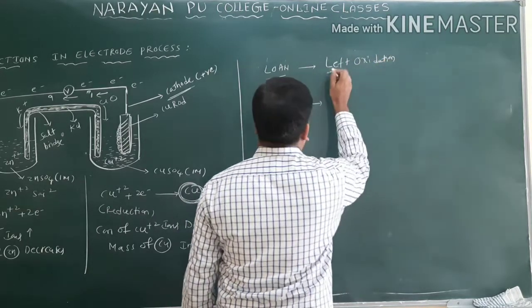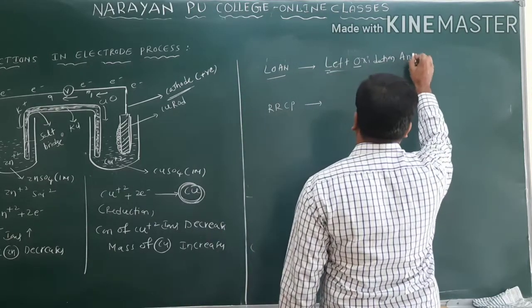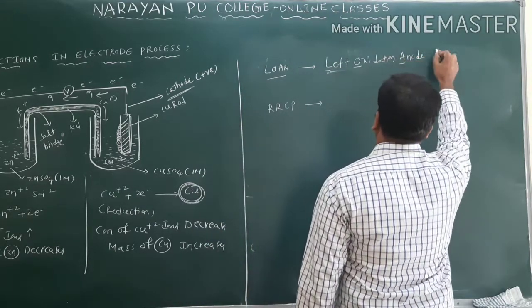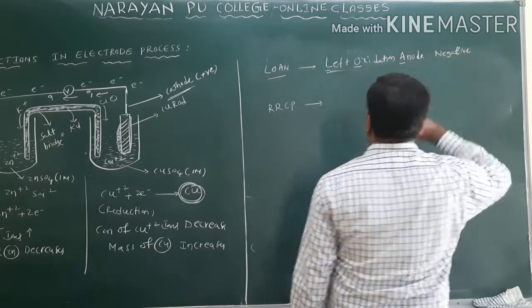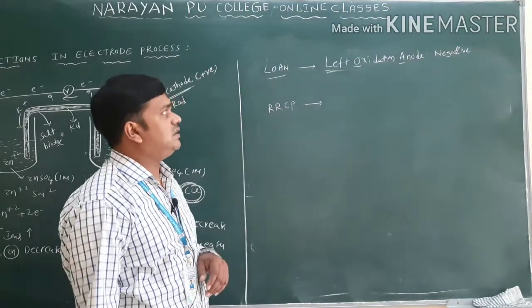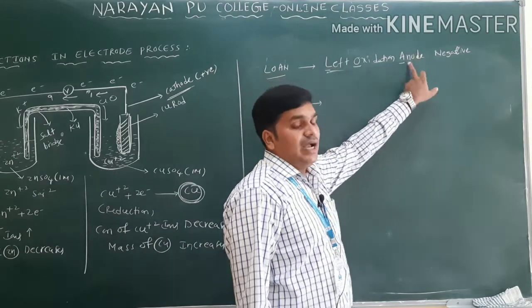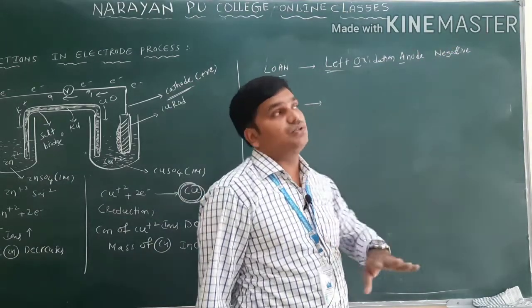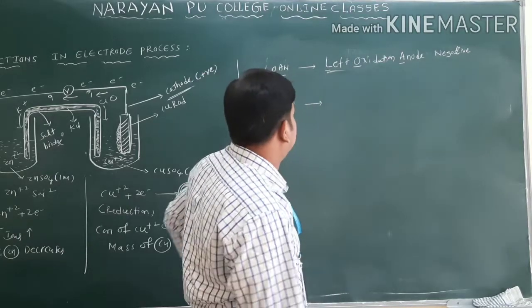A represents anode only. N represents negative terminal. Now you can easily identify in a galvanic cell or electrochemical cell. What happened here? Oxidation takes place at the anode. And what is the charge of that one? Negative charge only. So that is present on the left side only.